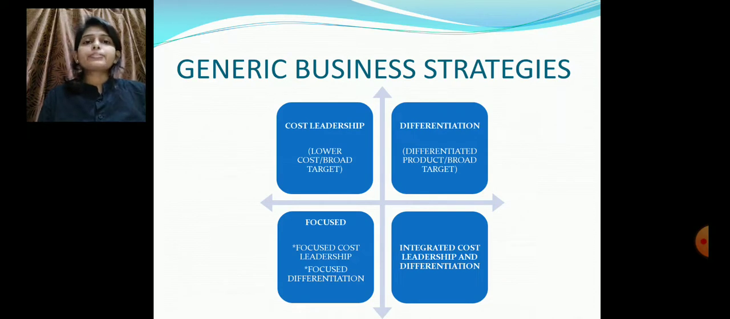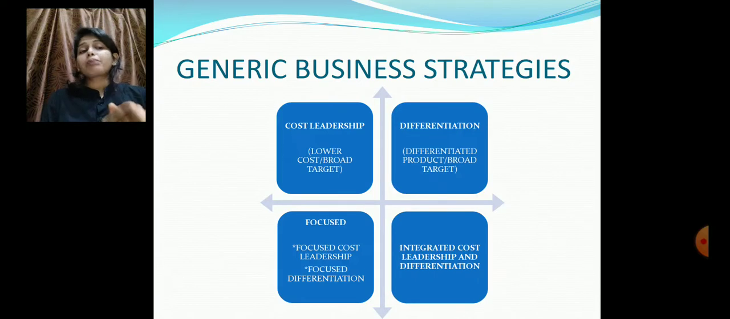Third we have focused. This can be done in two ways: first, focused cost leadership, and second, focused differentiation. We are going to rely on either of the two options, and we are going to segment our market accordingly, based on the demography, the geographical locations, lifestyle, culture, subculture, whatsoever, right?